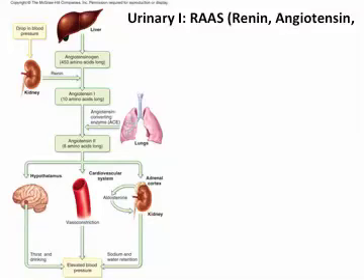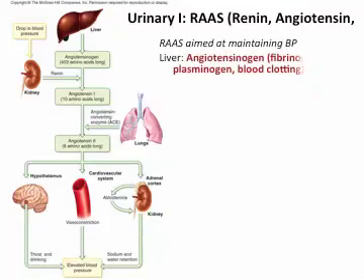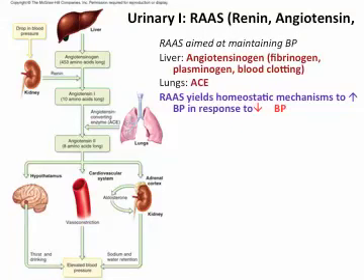Remember, water follows salt, so if the kidney's holding on to sodium, keeping sodium in the blood, then water will follow that sodium and you'll increase your blood volume, thus increasing your blood pressure. So all those three endpoints of angiotensin 2 binding lead to an increase in blood pressure. So the renin-angiotensin-aldosterone system is aimed at maintaining blood pressure.